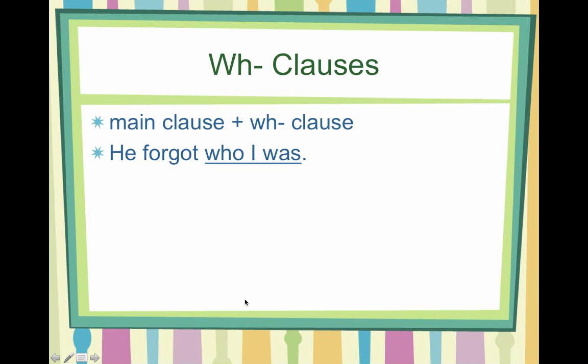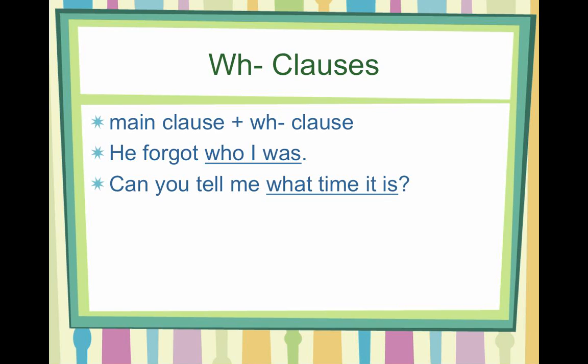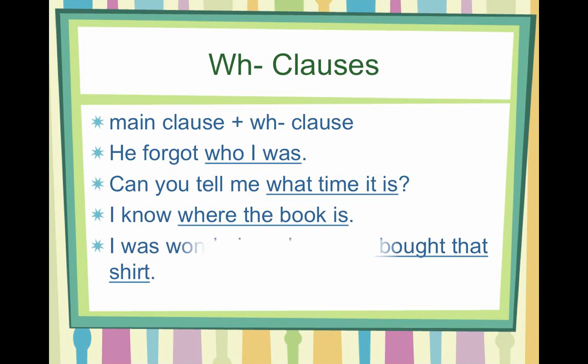For example, he forgot who I was. Obviously, we're using the WH clause with who. Can you tell me what time it is? Once again, we're using one of the WH words with what. And then finally, I know where the book is. Oh, and I also have, I was wondering where you bought that shirt. As you can see, all of these are using who, what, where, when, why.